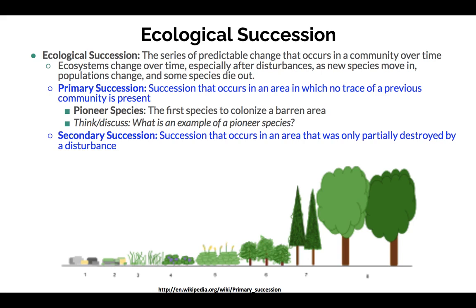First one is primary succession, and that occurs in an area in which no trace of a previous community is present. This type of succession does require a pioneer species, and a pioneer species is the first to colonize a barren area. So think to yourself, what is an example of a pioneer species? One example is lichen. You may have heard that term before, but lichen is actually a type of fungus and it can colonize barren rock. Okay, secondary succession occurs in an area that was only partially destroyed by a disturbance.